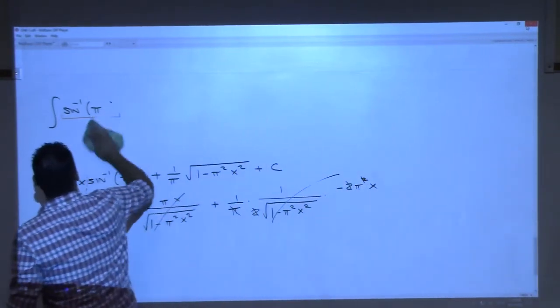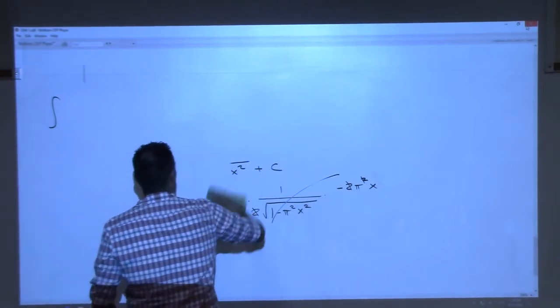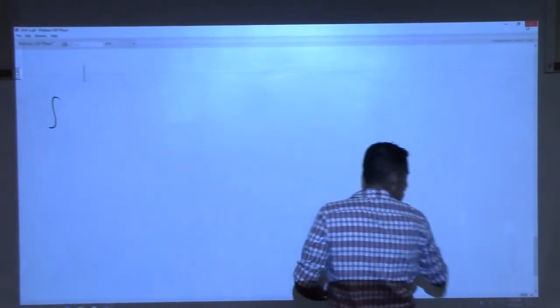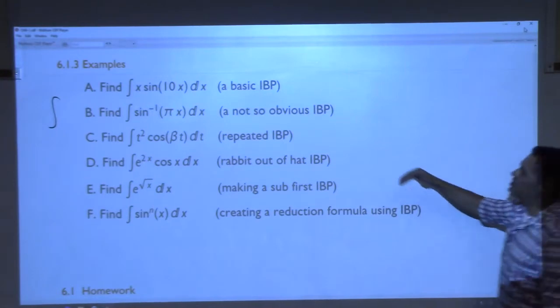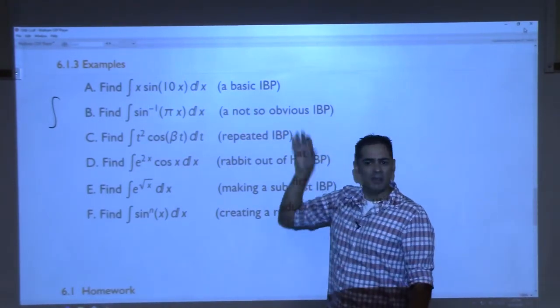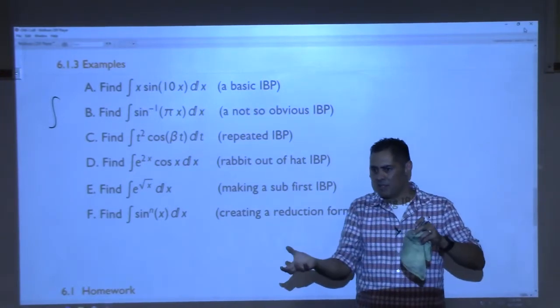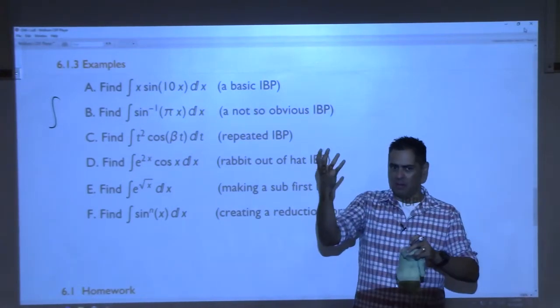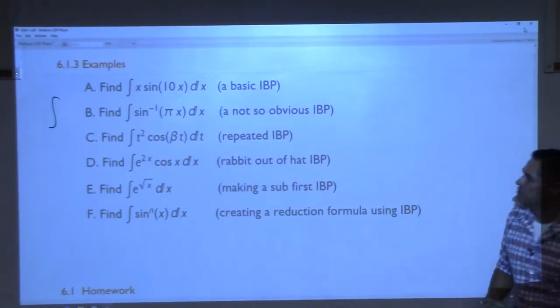All right. So that was the second example. Let's look at something different. I mean, it's still integration by parts, but let's look at something different. The first one I said, hey, this is a basic integration by parts. The second one, not so obvious, because we didn't have two things, so I picked one of them as u and the other one was dv. Okay, this one, repeated integration by parts.